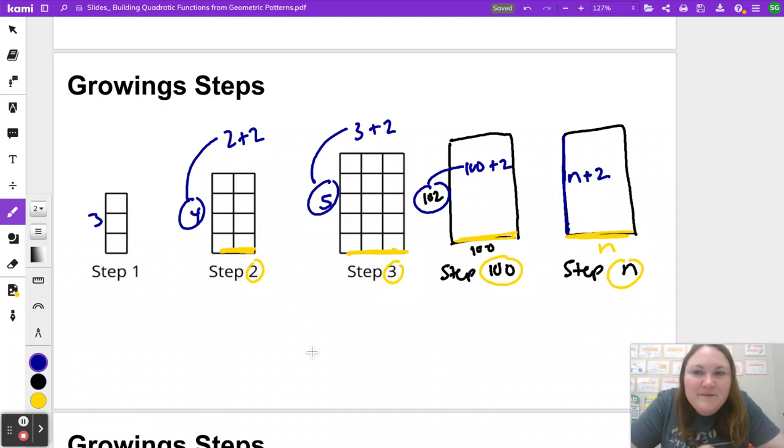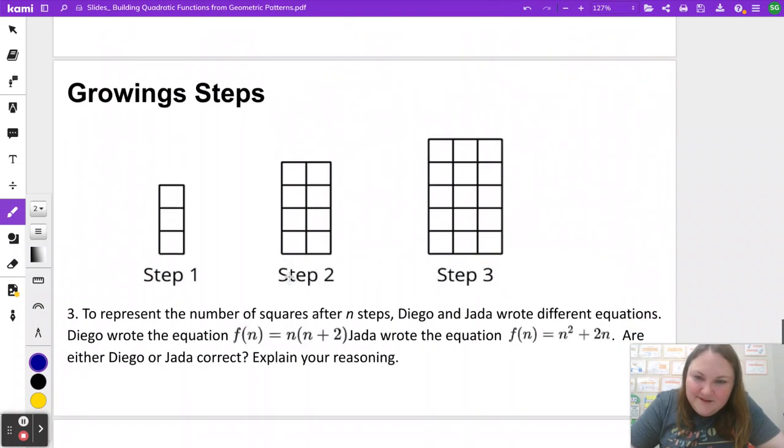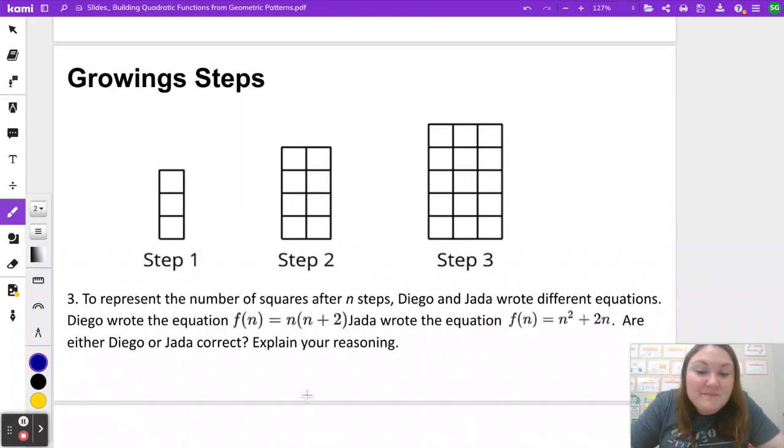So how does this help me when it comes to writing an equation to represent this pattern? Coming down here, we've got to represent the number of squares after n steps. Diego and Jada wrote different equations. Diego wrote the equation f of n equals n times n plus 2. And Jada wrote the equation f of n equals n squared plus 2n. Are either of them correct? Go ahead, make sure you are pausing the video for this one and spend some time looking at both of those equations and see if you agree with one of them, both of them, neither of them, and then come back to check and see how you did.